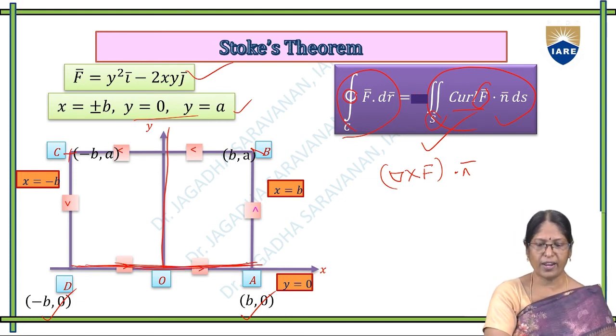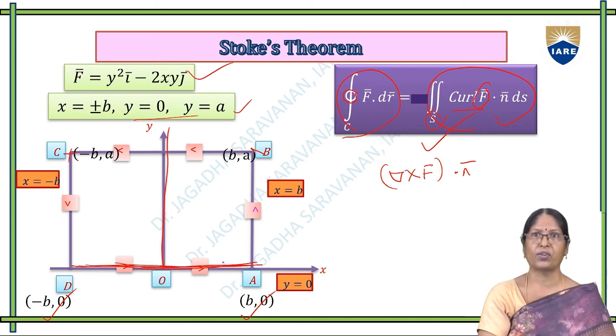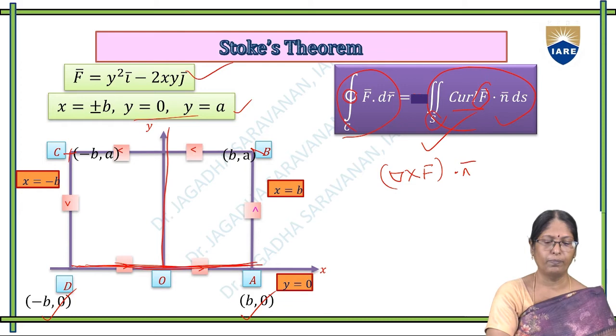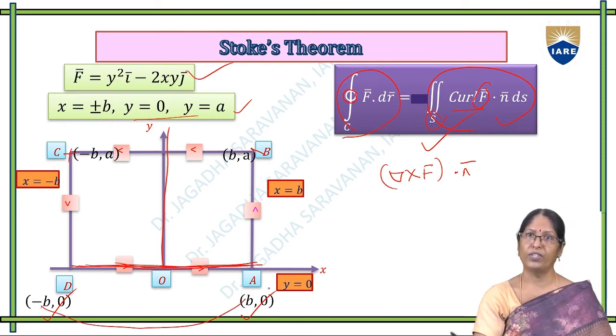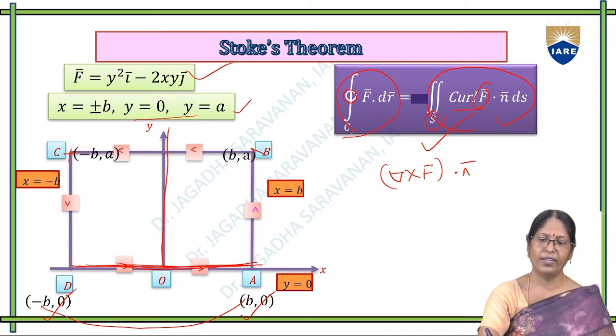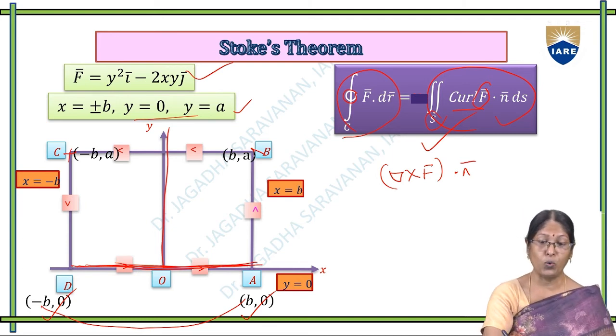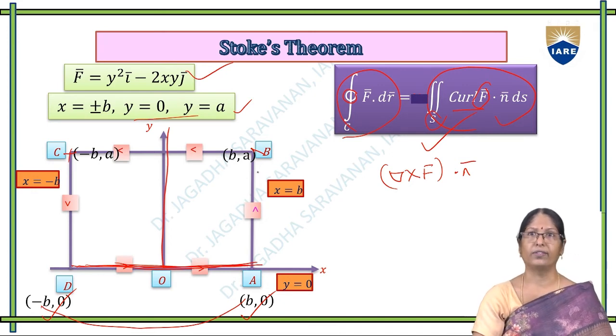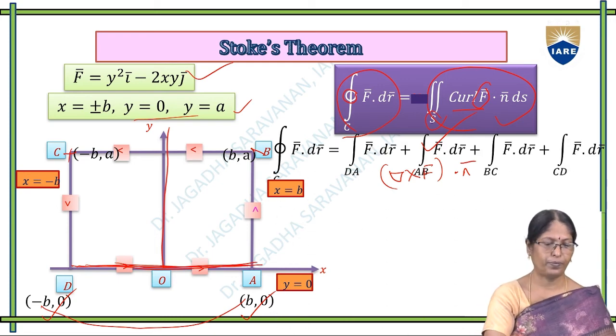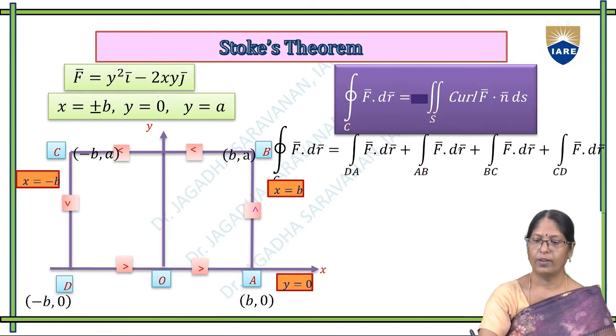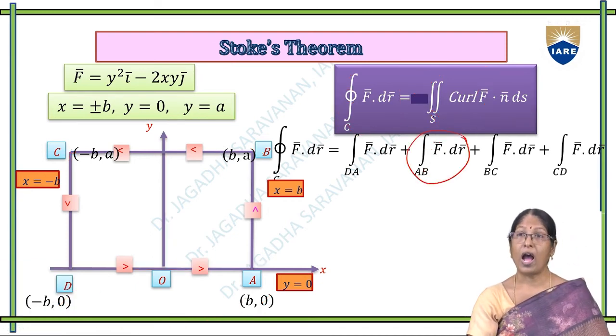So the DA direction is along the x direction, x varies from minus b to b. We substituted according to this f dot dr and found the value. Finally, the integral totally along dA, we got 0. From A to B, we moved in the y direction. So y varies, that is the integral 0 to a. This we did, and we found the value minus a square b.